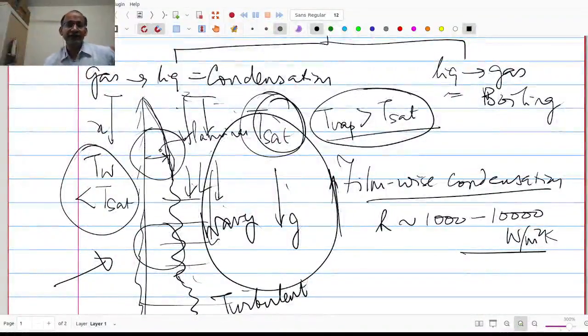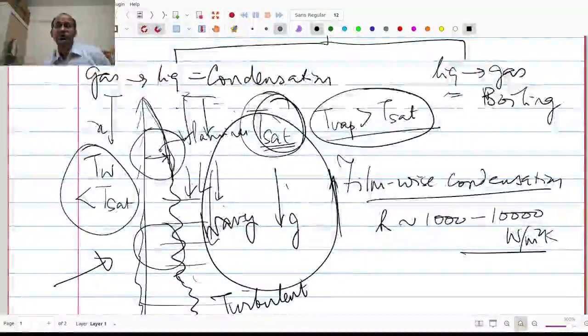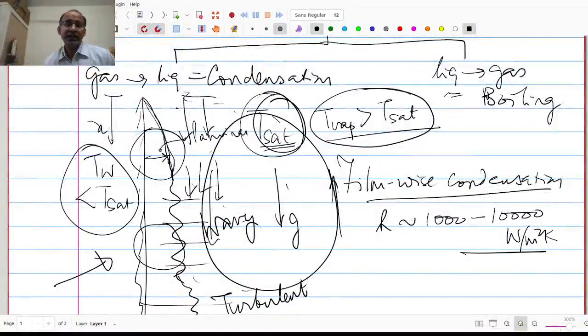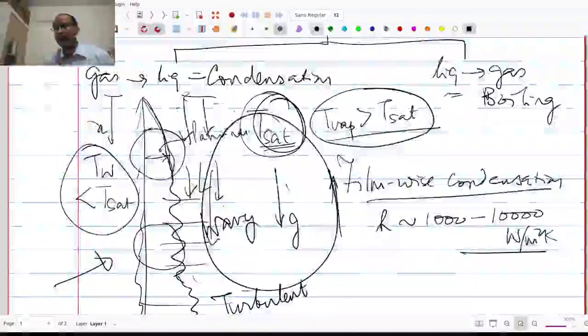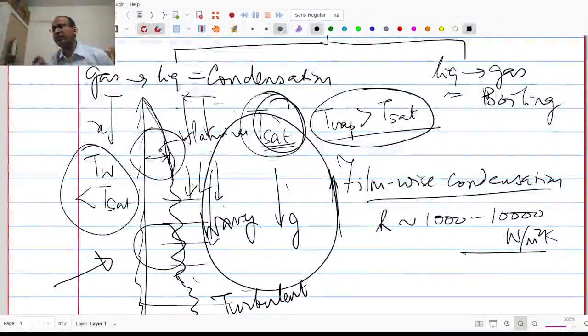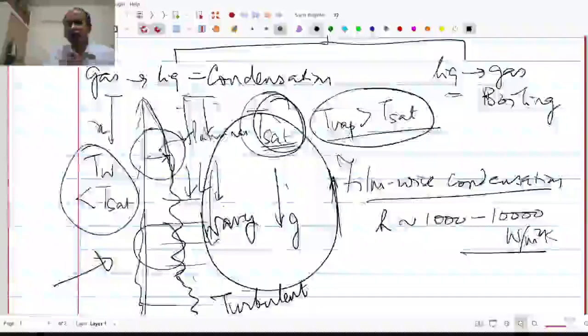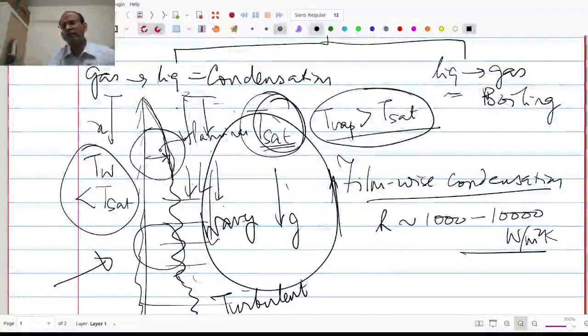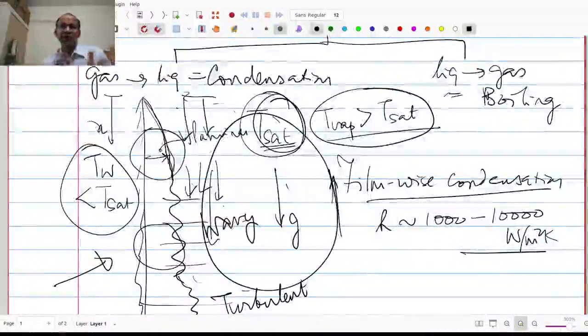In order to analyze it first, we will start with the vapor temperature being equal to saturation temperature, so that we can assume that the vapor remains at saturation and the liquid vapor interface also remains at saturation. Therefore, there is no natural convection that is happening. Only the liquid film is flowing down because the solid surface is at a temperature lower than the saturation temperature. So all the temperature gradient is confined to the liquid region, and there is no temperature gradient in the vapor, and therefore there is no flow. That is the simplest case.